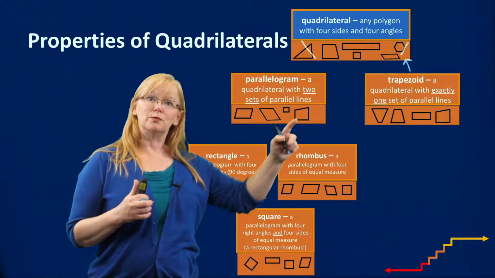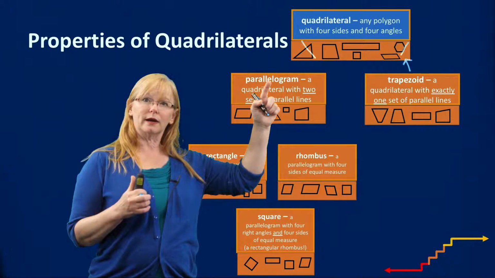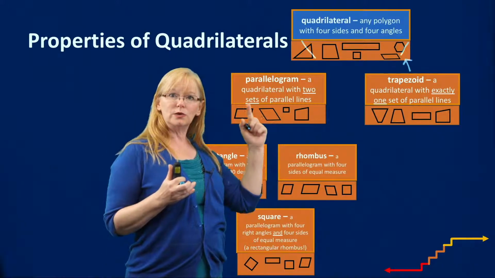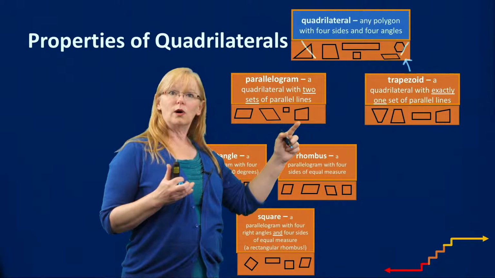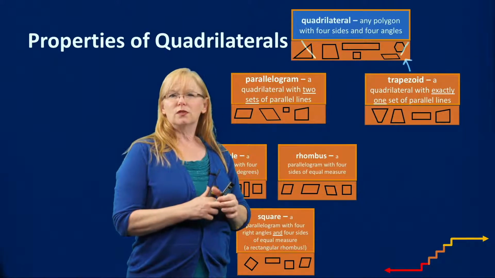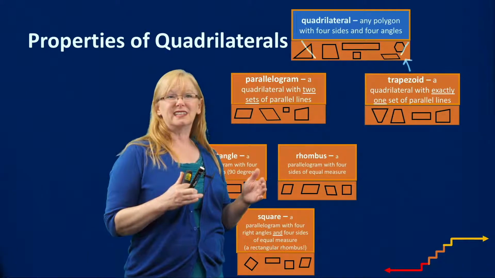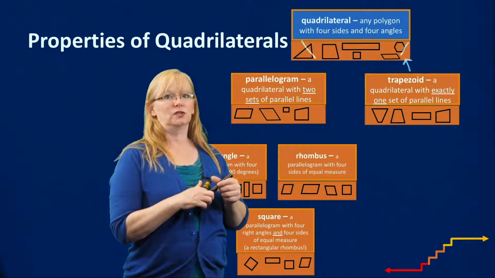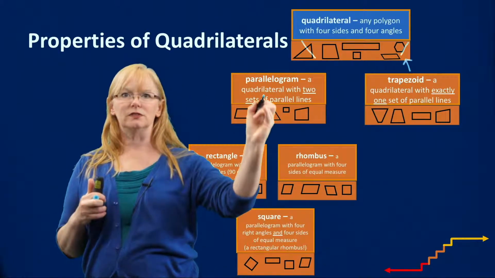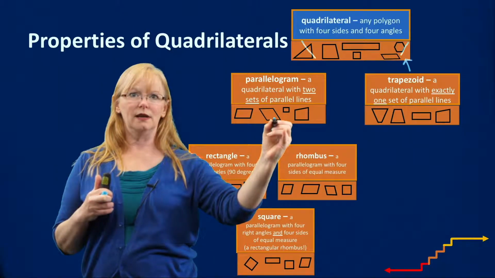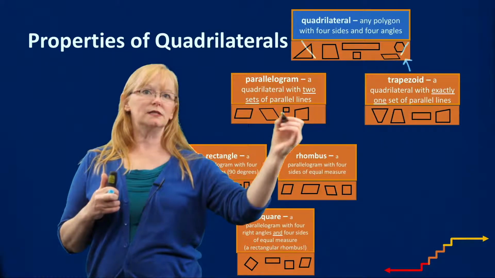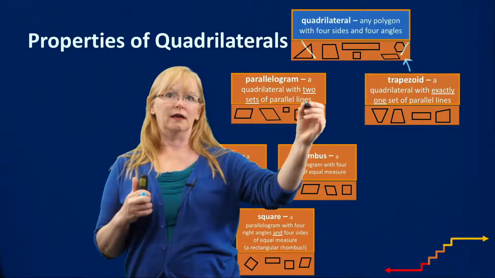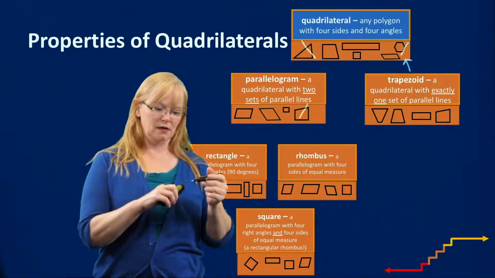Then I would move to parallelograms. Well, a parallelogram is a quadrilateral with 2 sets of parallel lines. Okay, so which ones of these are quadrilaterals? With kids with learning disabilities, you may have to go back and explain what are parallel lines and talk about that. What does it mean that they have 2 sets of parallel lines? Does this one have 2 sets of parallel lines? Does this one? And have them explain which ones belong to this group, parallelogram, and which ones do not, and mark out the ones that do not.